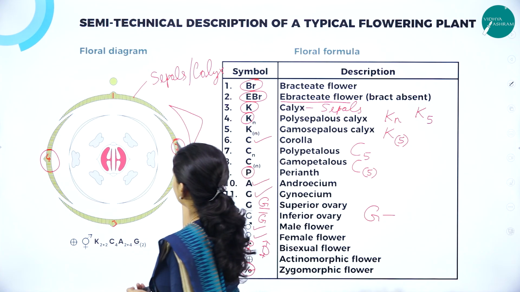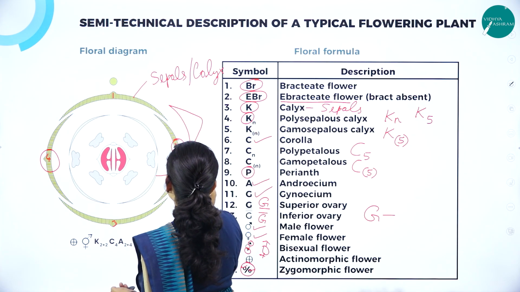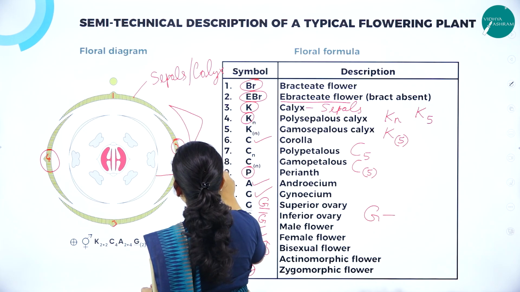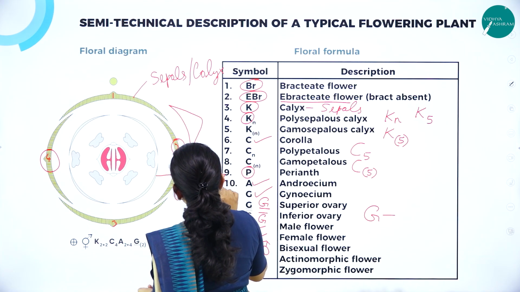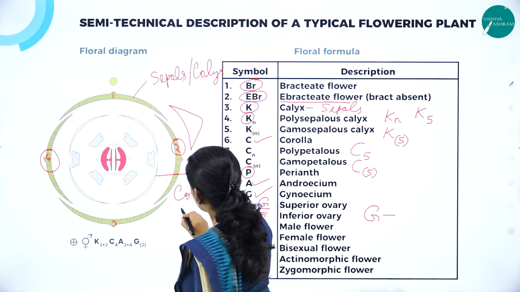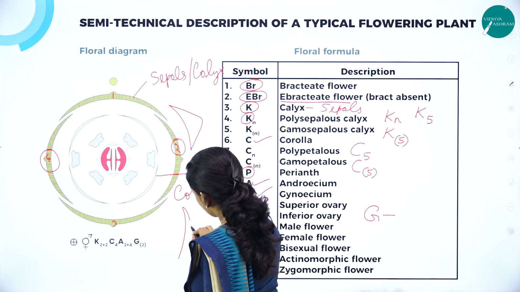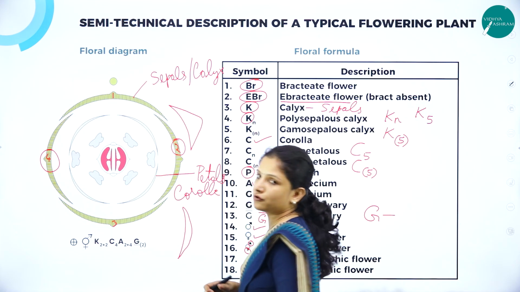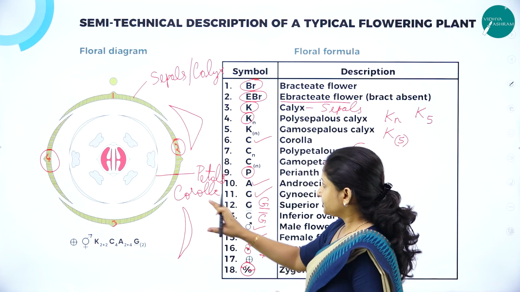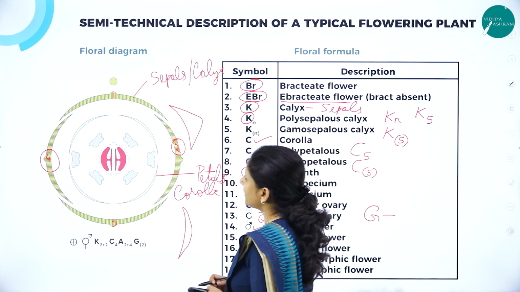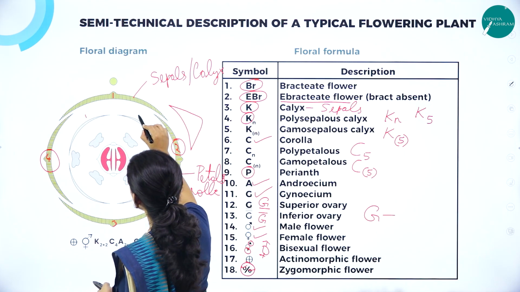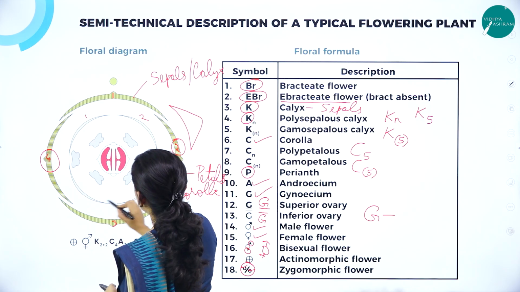And next, talking about the whorl inner to the sepals, which is nothing but the petals, also called the corolla. So, corolla is always represented like this. This is how you draw the corolla. And this is how you have to draw a floral diagram, because if it is not drawn this way, then you will lose marks. So, how many petals are there? There are 1, 2, 3 and 4.